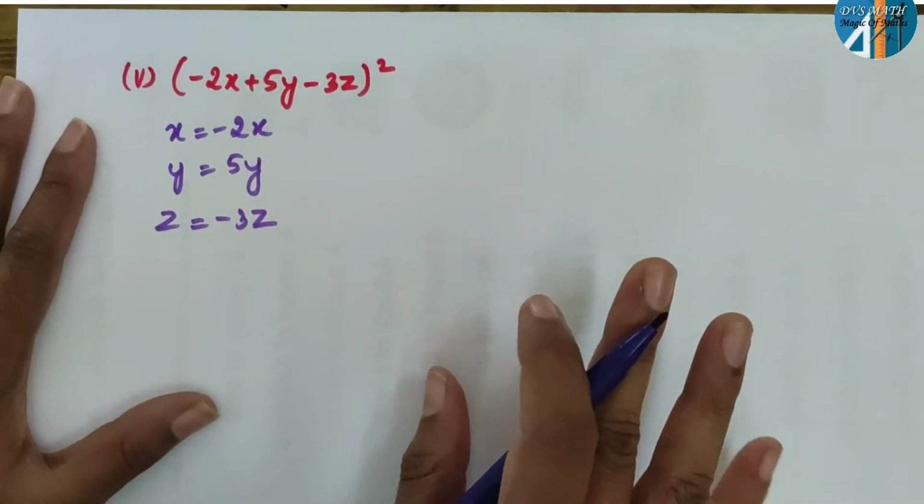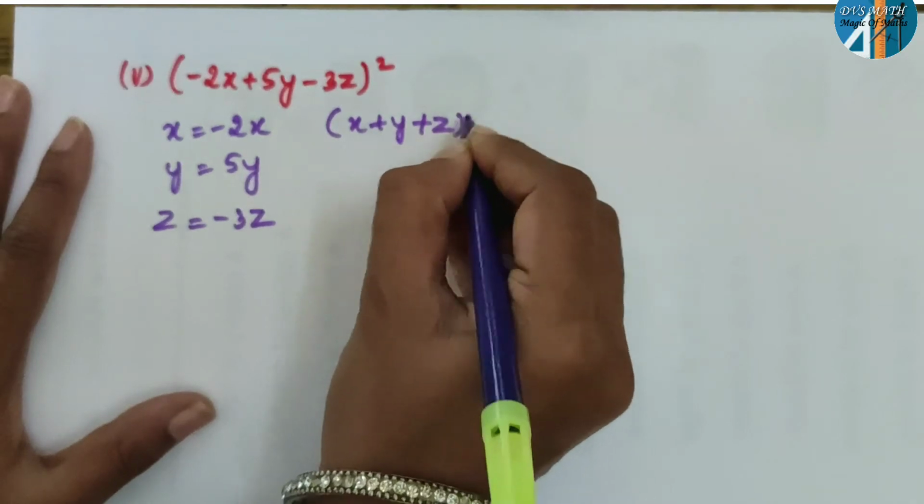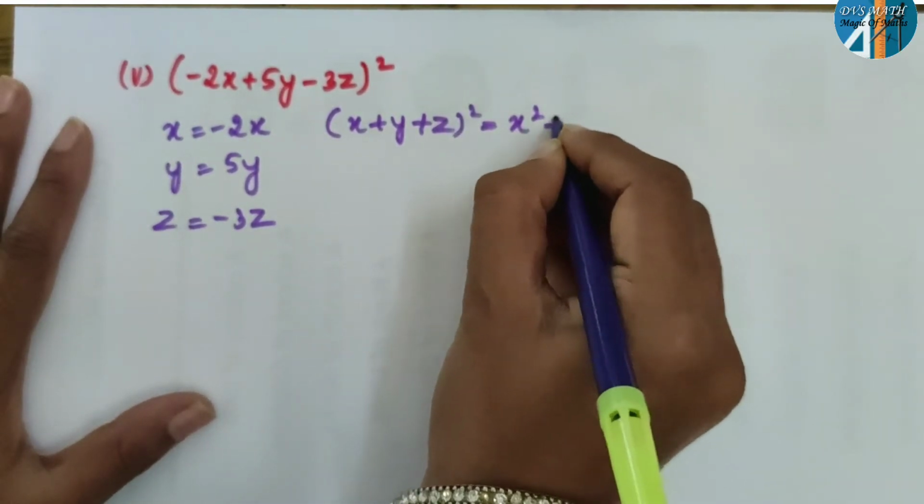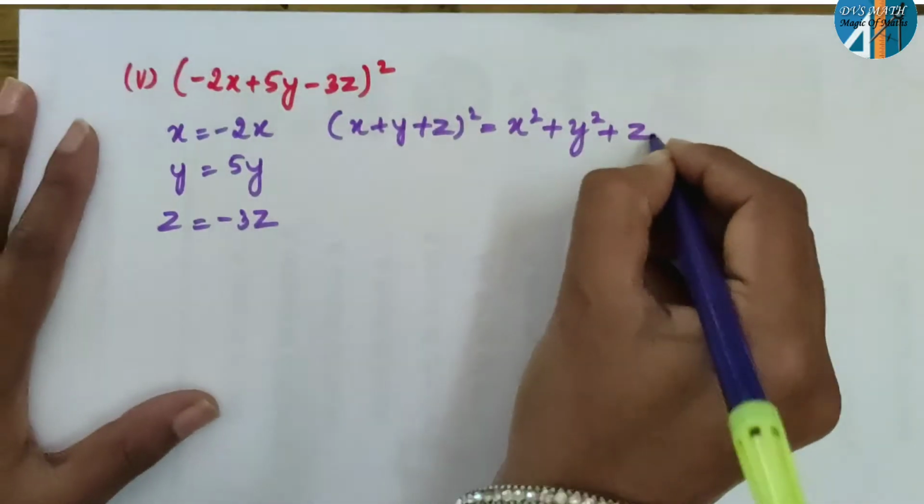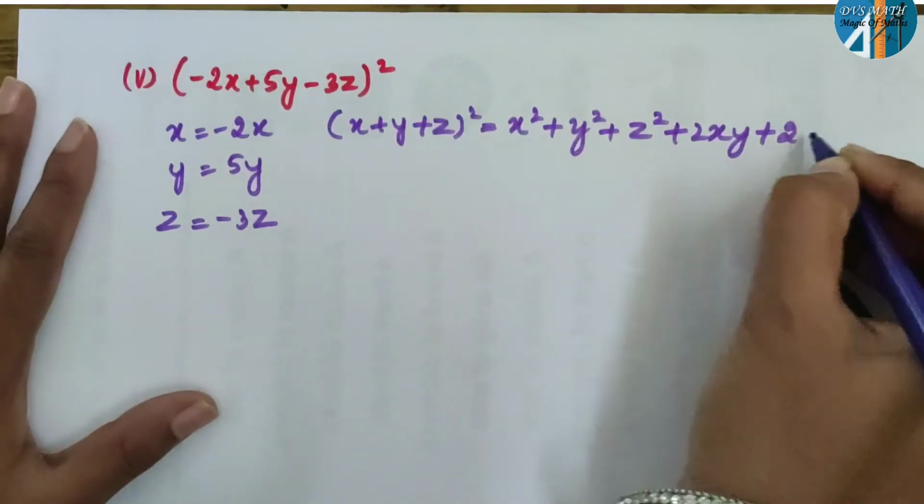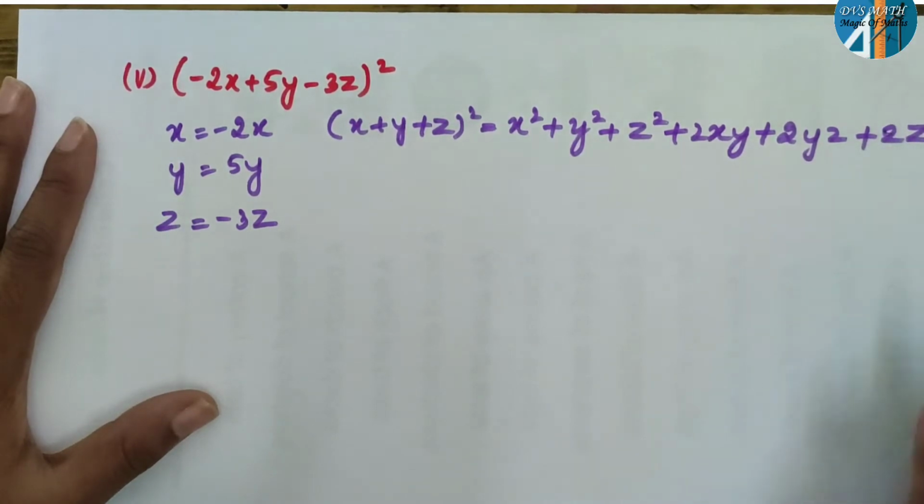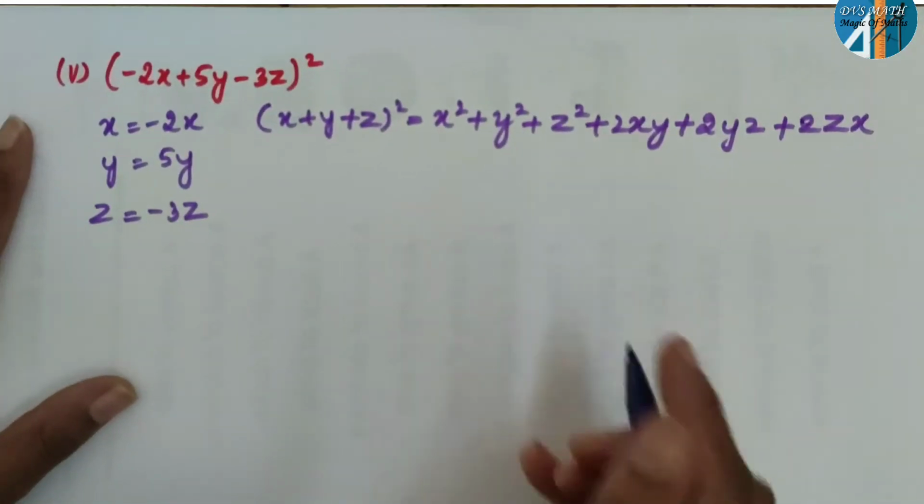This is the simplest way, okay. So now let us write the formula. (x + y + z) whole square is equal to x square plus y square plus z square plus 2xy plus 2yz plus 2zx, okay, 2zx. So now let us substitute.